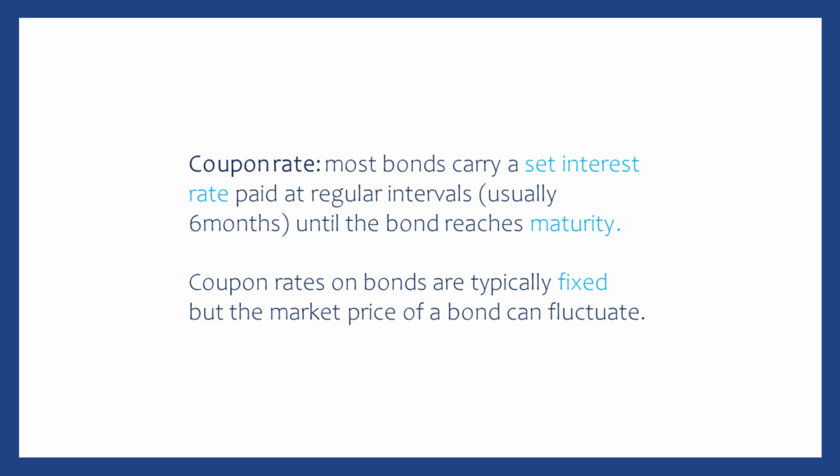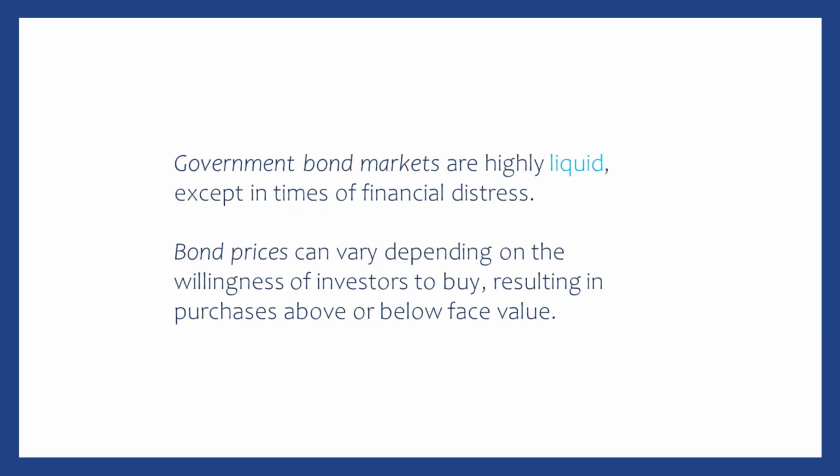These set interest rates are called coupon rates, and they do not change once issued, but the market price of the bond can move up and down. Government bond markets are often the most liquid in a country and only face significant liquidity risks in times of financial distress. The amount originally invested in a bond is called the face value, and you may purchase a bond for more or less than its face value. The price depends on how much investors are willing to pay.